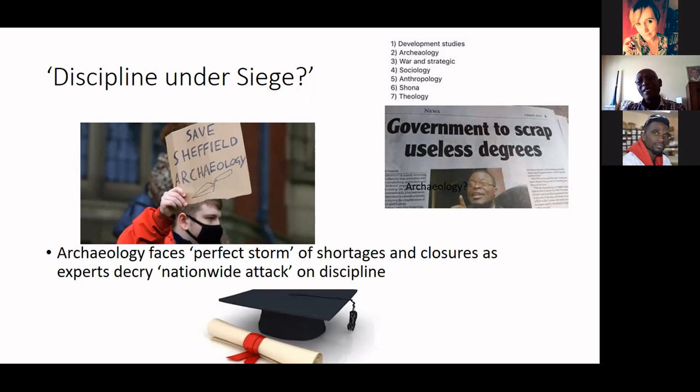And so when such things are featuring, it needs us as practitioners to start thinking, what do we have to do? What does our discipline have to do for it to become more relevant, so that our discipline is not under siege, so that people do not question the relevance and value of what we do.